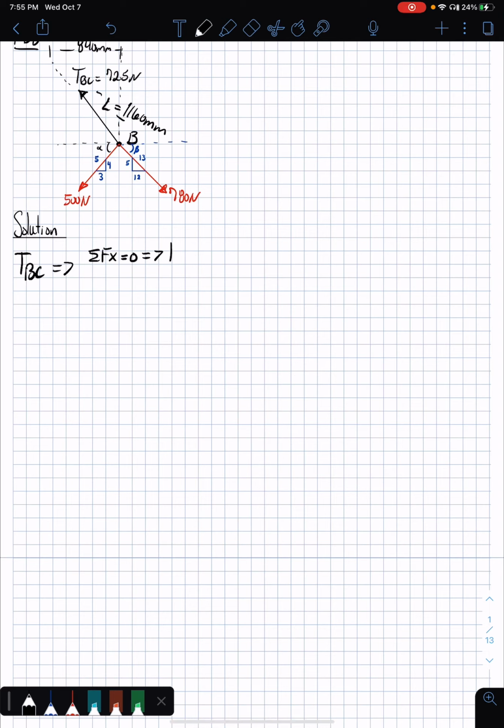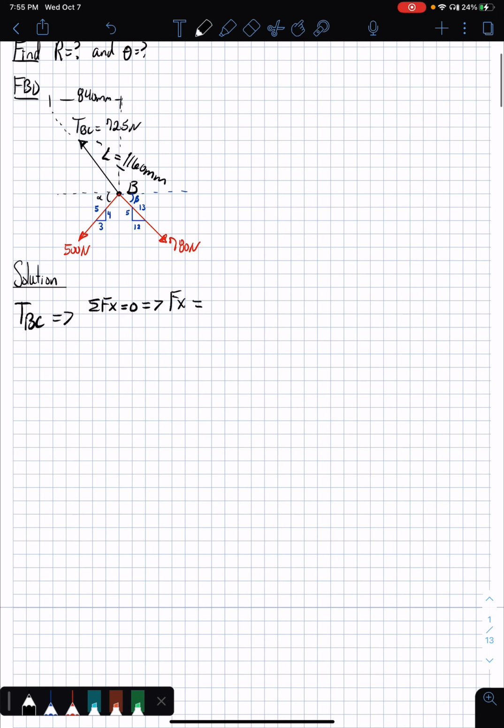So F of x will equal a negative 725 newtons, because it is looking to the left of B. Keep in mind that point B right here is our point of interest. Therefore, our axis, if we look at it, this is our normal x and y coordinate plane, x being positive to the right and y being positive up. Therefore, tension BC will be negative.